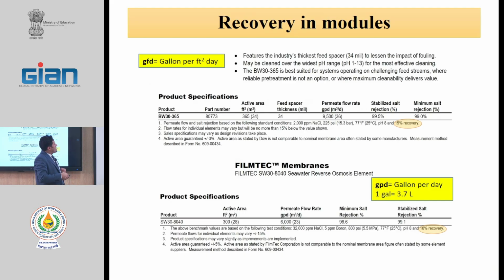In industrial modules, usually the flux is expressed in GPD or GFD, that is gallon per foot square day or gallon per day. GPD is flow, GFD is flux. GPD is flow, no area, you see no area, but GFD is flux that has the area of the membrane used.